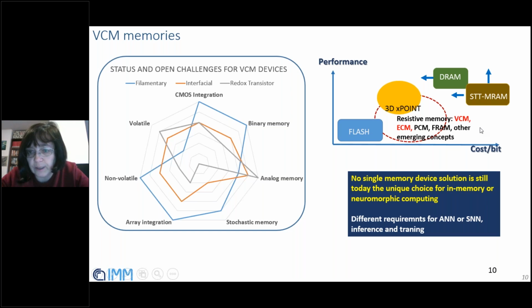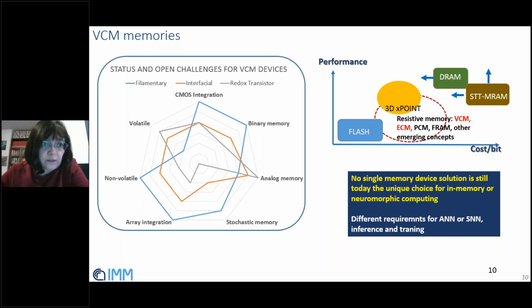You can see in this graph on the right that all these emerging resistive memories are now reaching a good maturity in terms of performance, but also cost, which is important for application. And I would like to comment that today no single memory device is a unique choice for neuromorphic computing, because we still have different requirements for artificial neural networks, spiking neural networks, for inference or training. And there is still a lot of research to do to identify the best solution.